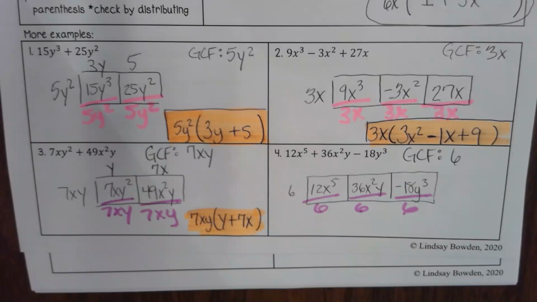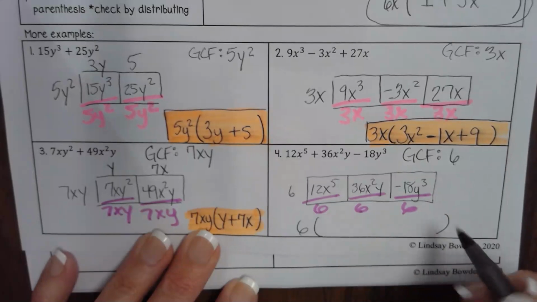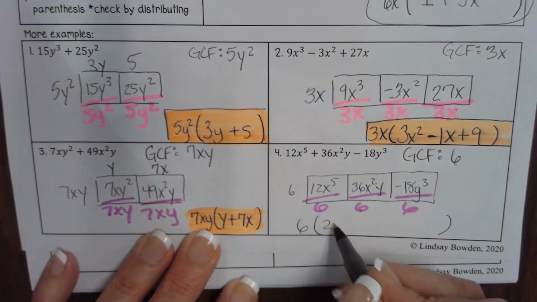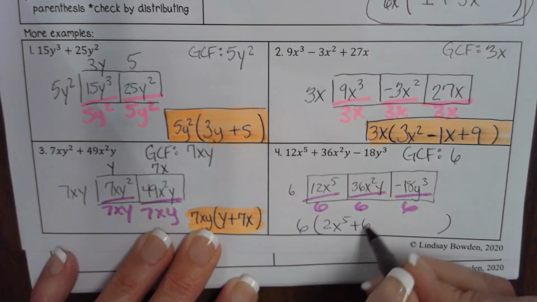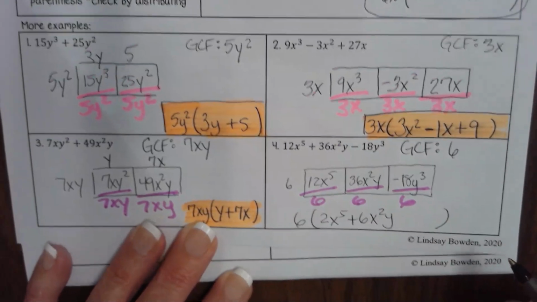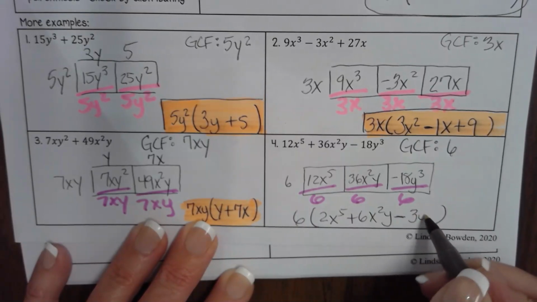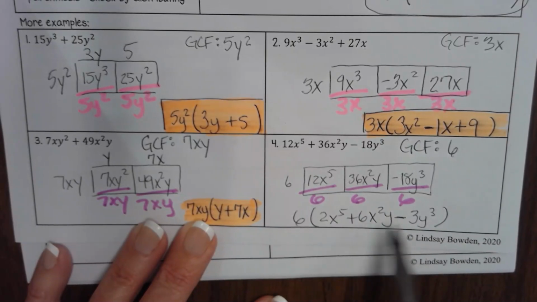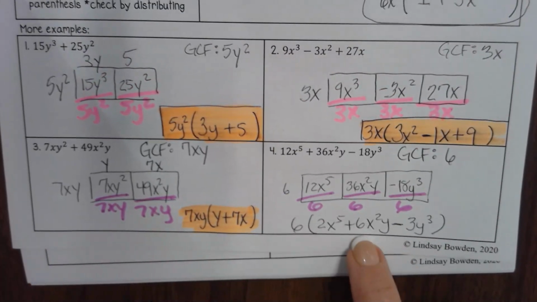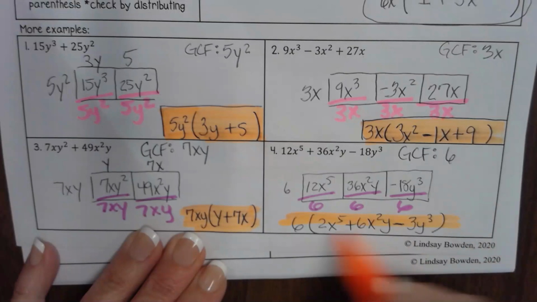Okay? All right, the next one. 6 goes on the outside of the parenthesis. When I divide here, I get 2x to the 5th. When I divide here, I get a positive 6x squared y. When I divide here, I get a negative 3y cubed. Notice it's 3 terms, and I've got signs. I've got addition and subtraction separating them. Factored form, standard form. How'd y'all do?